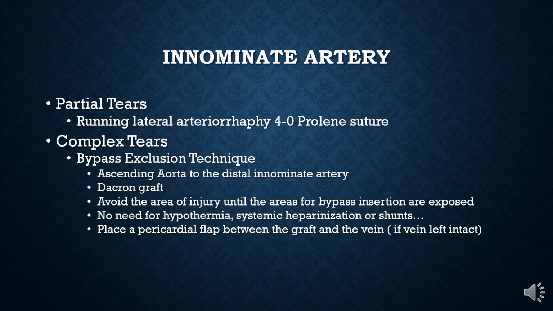Innominate artery partial tears: lateral arteriography for Prolene sutures. Complex tear: bypass exclusion technique, ascending aorta to distal innominate artery Dacron graft. Avoid the area of injury until the area of bypass insertion is exposed. No need for hypothermia, systemic heparinization, or shunts. Place a pericardial flap between the graft and the vein if the vein is left intact.